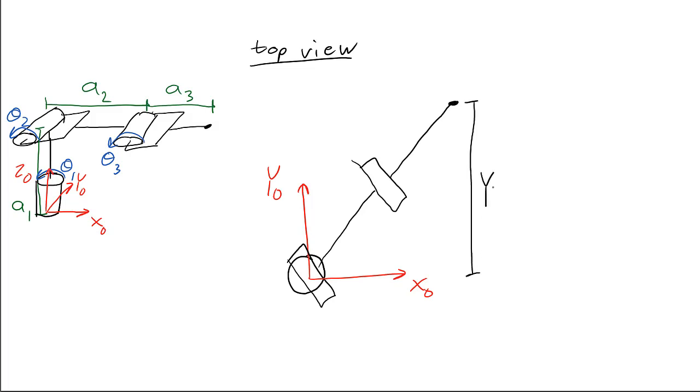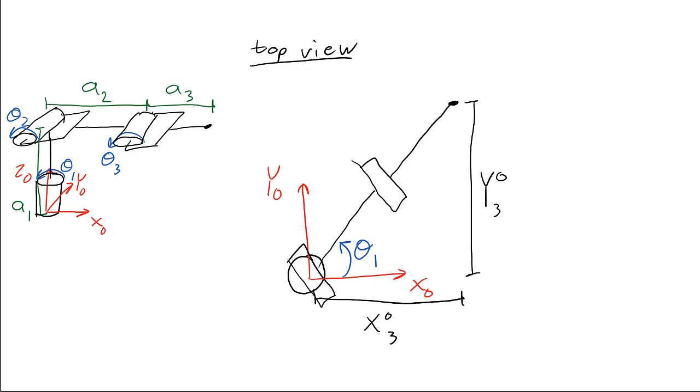This whole distance here is the Y position of the end effector. So I'll call it Y03. And this distance here is the X position of the end effector. These are our inputs in inverse kinematics. And this is theta 1.